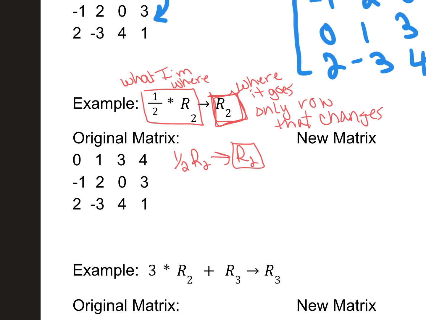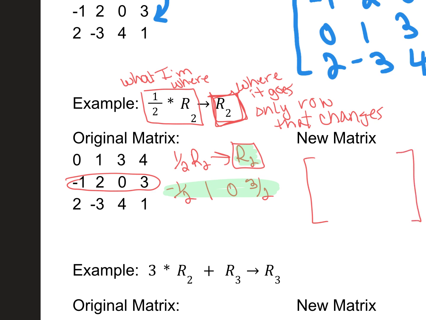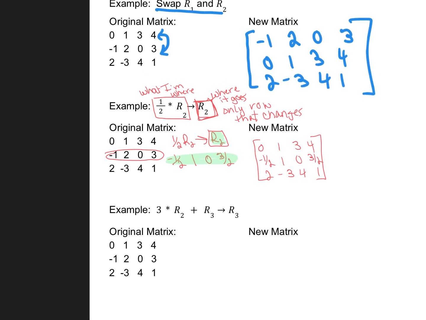So half of row 2 would be this row right here. We're going to take half of it, so negative 1/2. 2/2 is just 1. 0 over 2 is still just 0. And then half of 3 is 3/2. So this is going to be our new row 2, and everything else just stays the same. The 0, 1, 3, 4 stays the same. Our new row 2 is negative 1/2, 1, 0, 3/2, and then our bottom row stays the same, 2, negative 3, 4, and 1. Okay, so that's just multiplying a row by a number.